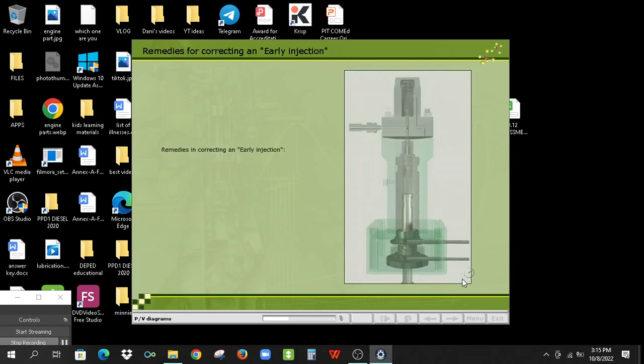Remedies in correcting an early injection. Control the camshaft position relative to the crankshaft. Adjust the fuel pump to correct lead. Manufacturer's instructions. Adjust the VIT.